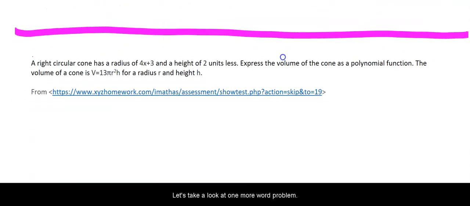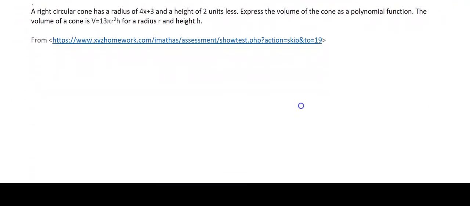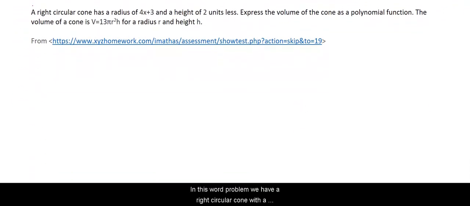Let's take a look at one more word problem. In this word problem, we have a right circular cone with a radius of 4x plus 3 and a height of 2 units less. Express the volume of the cone as a polynomial function.